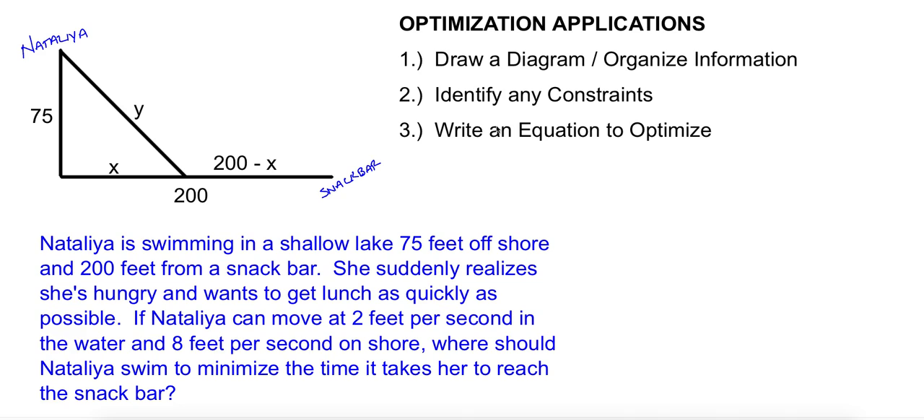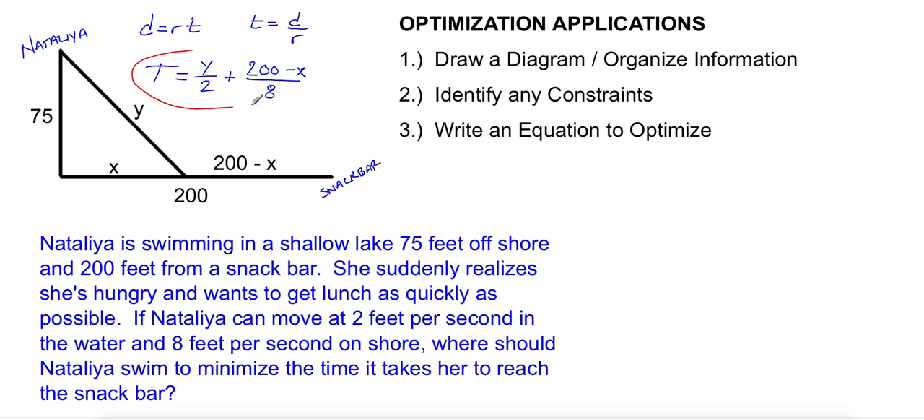The next thing we need to do is figure out what equation we're trying to optimize. In this case, I should always know that distance is equal to rate times time, or in other words, time is equal to distance over the rate. So the time it's going to take Natalia to reach the snack bar is going to be the distance she traveled through the water, which is y, over the rate through the water, which is 2, plus the distance over the land, which is 200 minus x, divided by the rate over the land, which was 8. So that's the key function here in this problem.